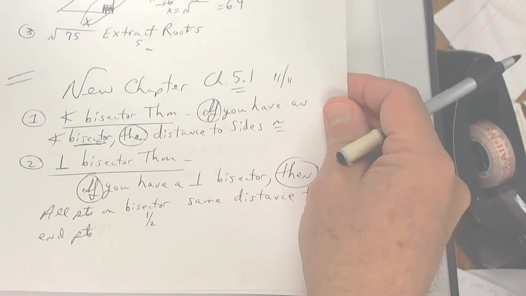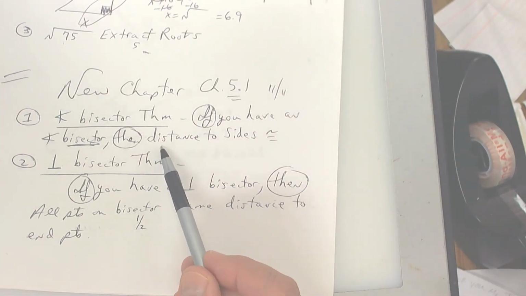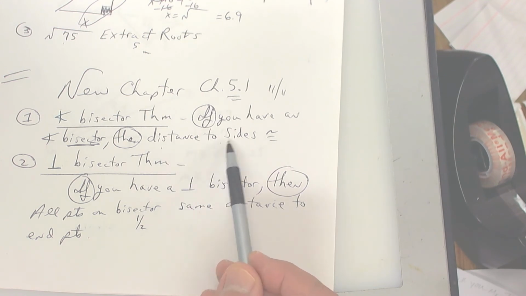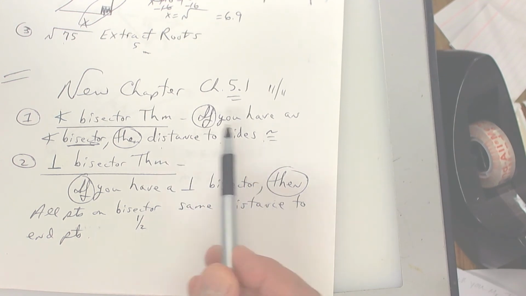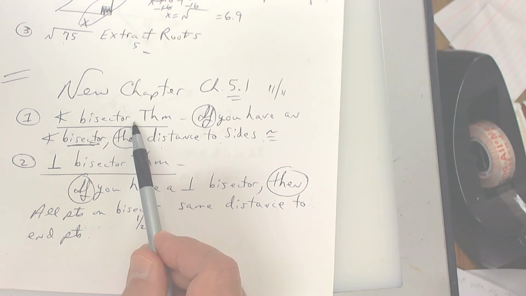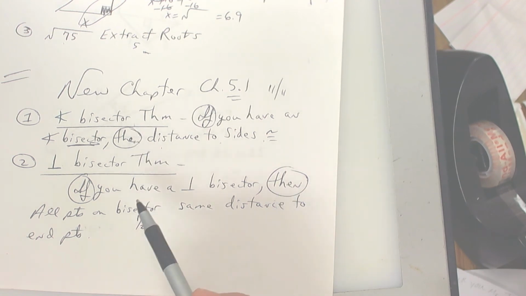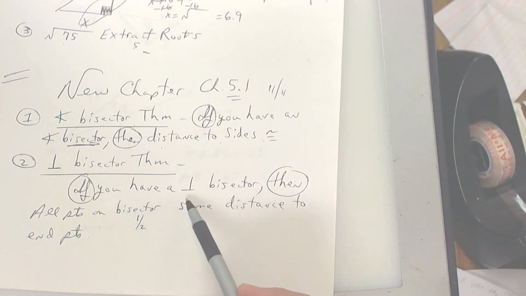Oh, and by the way, the converses are true. All right, so if I switch this up, if the distance to the sides are congruent, then it is an angle bisector. Okay? And the converse on this one. If all points on the bisector are the same distance to the endpoints, then you have a perpendicular bisector. Okay, so the converse is true as well, which means you can write a biconditional.